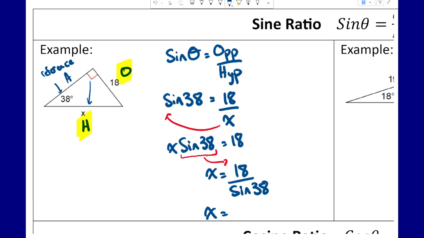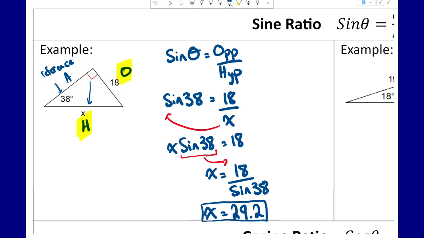And we get x is equal to 18 divided by sine 38. We get a side length of 29.2. So that is our unknown side length, or our missing side length.